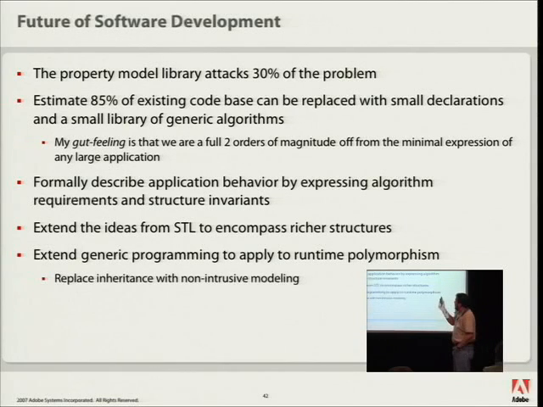In fact, if you look at all of it, I think we're about 2 orders of magnitude off from the minimal expression for any large application, which Photoshop is roughly 3 million lines of code last time I counted, which means I think you ought to be able to express all of Photoshop in about 300,000 lines of code. Am I off there? Sorry, 30,000 lines of code.